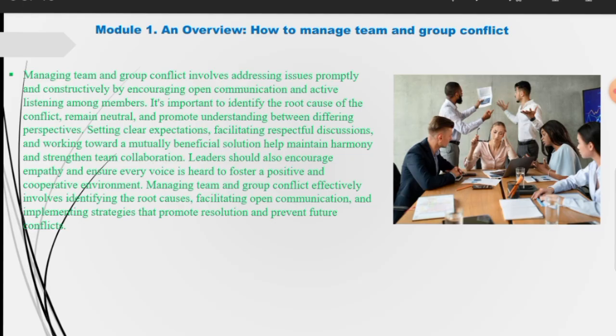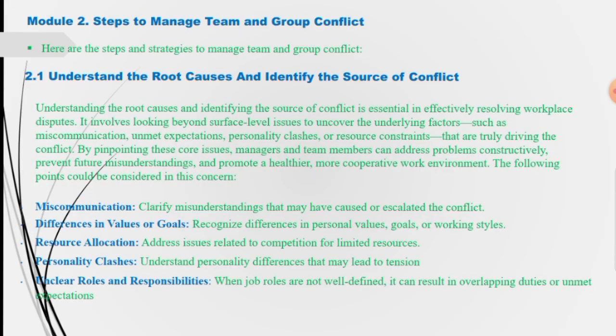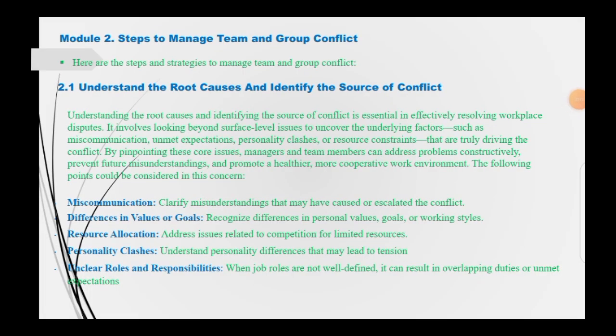Let's move to the next topic, which is Module 2, Steps to Manage Team and Group Conflict. So, in this slide, we have the topic, that is Module 2, Steps to Manage Team and Group Conflict. We will first go through the slide followed by the explanation. Here are the steps and strategies to manage team and group conflict.